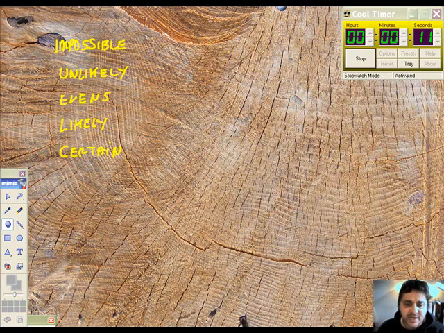Topic, probability. This is section 9 of the foundation course. Probability. I'm working on the background of this beautiful cross section through a massive tree, an old tree. You see the rings there, it looks ever so beautiful, so I'm going to have fun writing up against that. Certain words used to describe probabilities: impossible, unlikely, evens, likely, or certain.